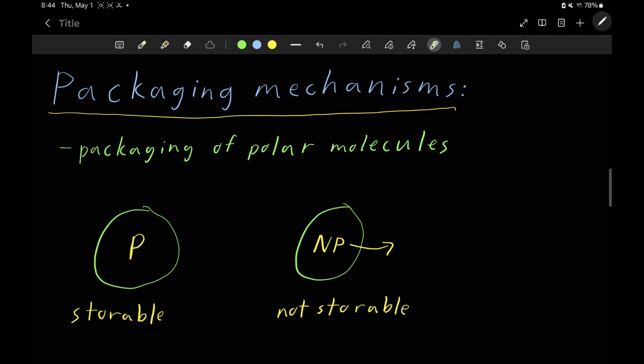Now, because in this episode we're focusing all about packaging mechanisms, or mechanisms in which messenger molecules are packaged or stored, we're going to focus all on polar molecules. It's only applicable to polar molecules. So now let's get into the mechanisms in which these molecules are packaged.